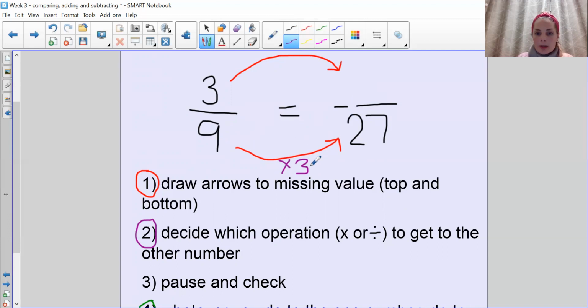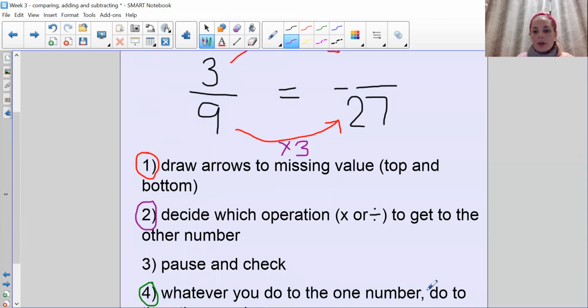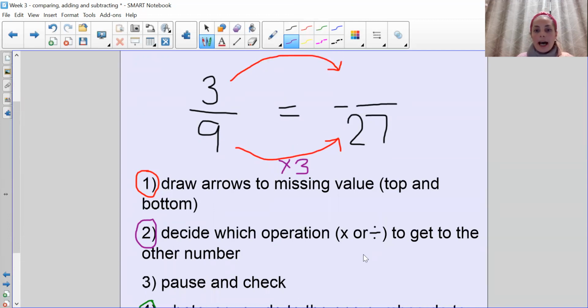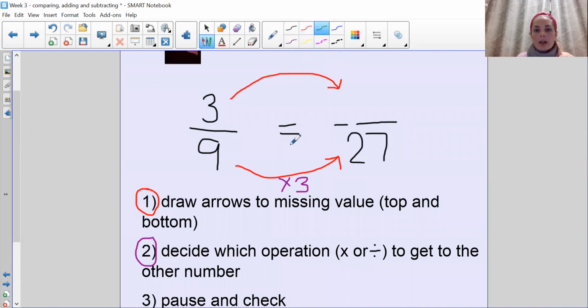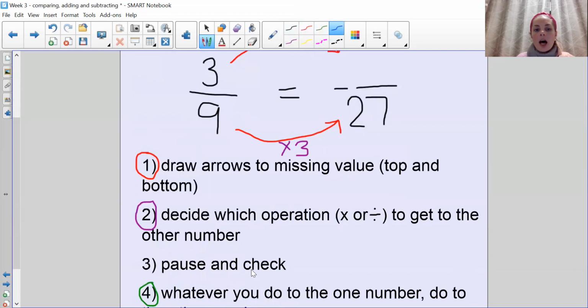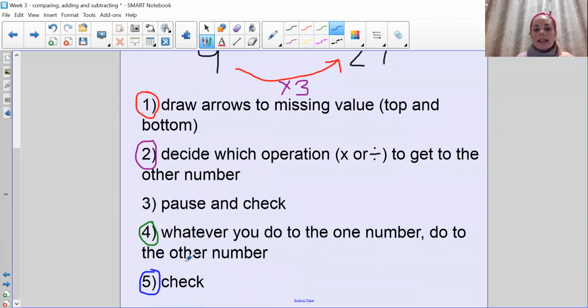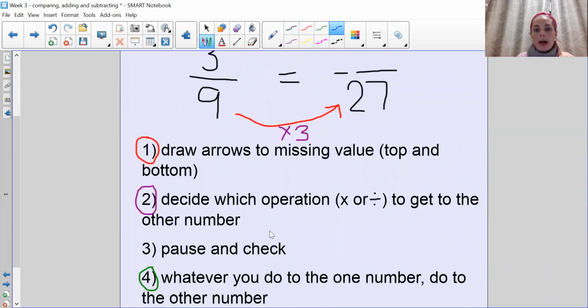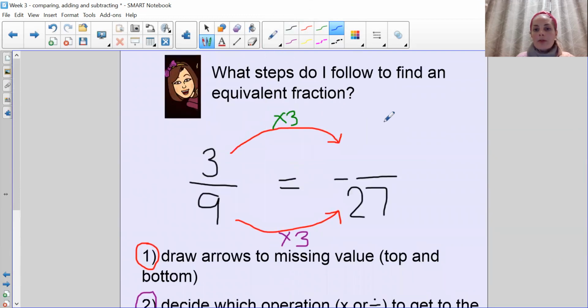Now, this is very important because now whatever you do to the one number, you must do to the other number. So I'm then going to say, right, I've done times 3 here. So I'm going to do times 3 to the top number. And the last one that I'm going to be doing is I'm then going to check my answers. So I'm going to say 3 times 3 is 9, and I'm happy. Okay. And I've checked 9 times 3 is 27, 3 times 3 is 9, and I'm happy.